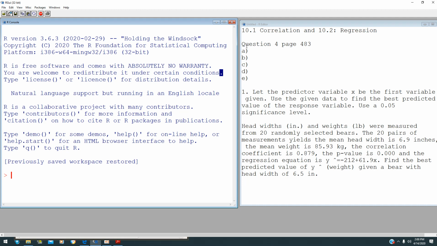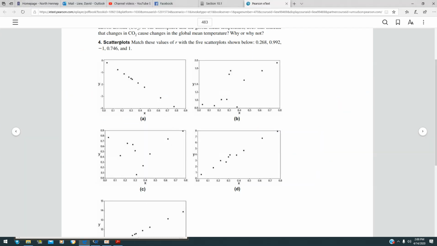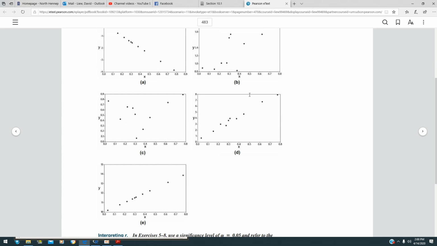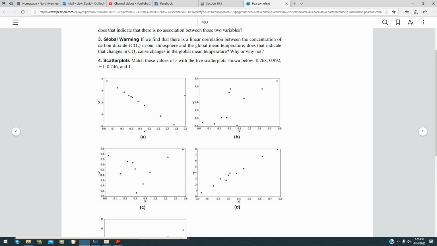So the first question is, if you go to page 483 in your textbook, question 4. So this is question 4 in your textbook. They give you 5 graphs, or 5 scatter plots in this case, and you need to figure out which correlation coefficient matches with each.